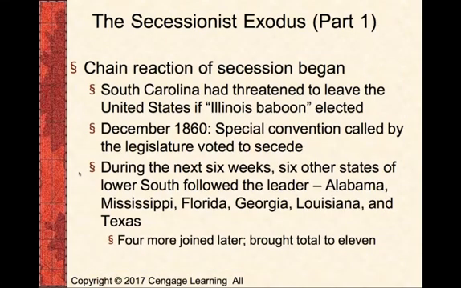But the chain reaction of secession began. South Carolina had threatened to leave the United States if that Illinois baboon was elected. In December of 1860, a special convention was called by the legislature, and they voted to secede from the Union. During the next 6 weeks, 6 other states of the lower South followed South Carolina: Alabama, Mississippi, Florida, Georgia, Louisiana, and Texas. 4 more joined later, bringing the total to 11 seceded states.